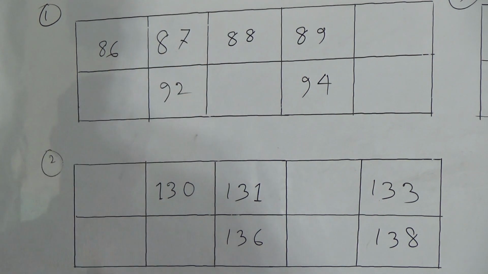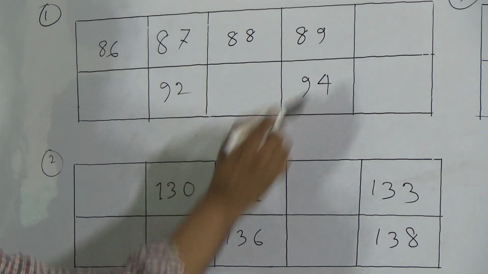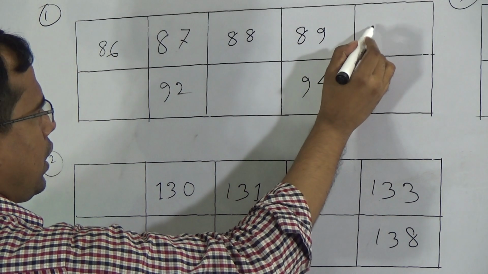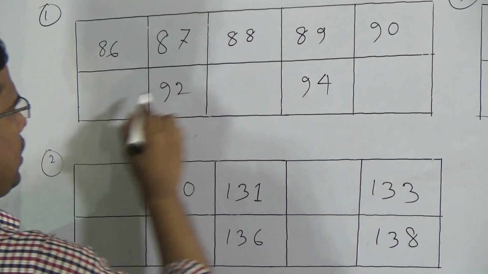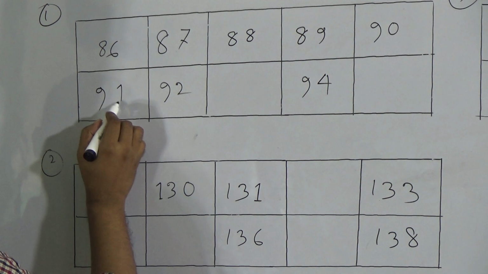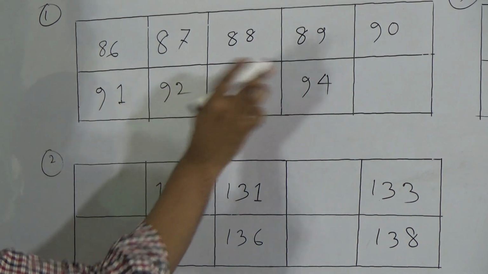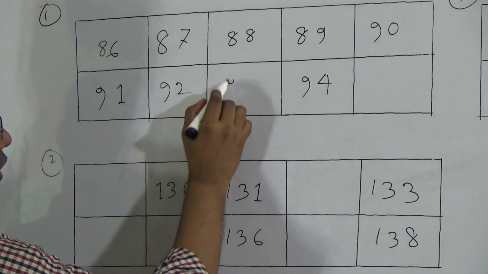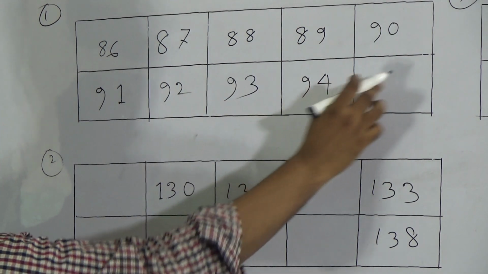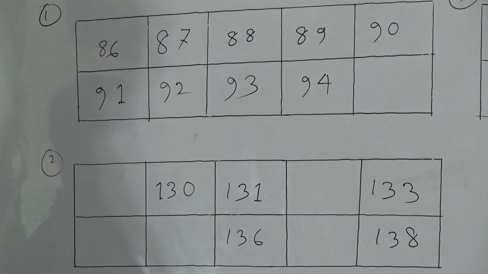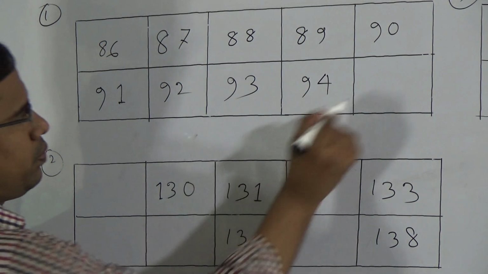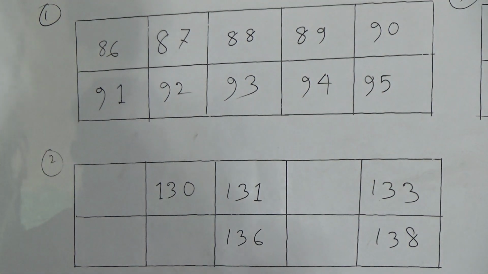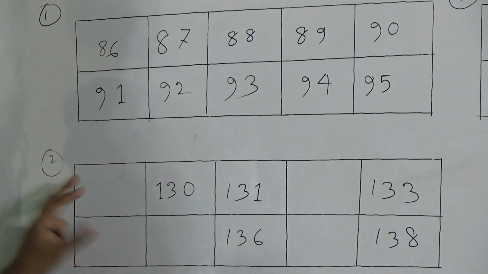87. Then 88 and 89, then 90 will come. After 89, we know that 90 will come, and then after 90, 91 will come. 90, 91, 92, then which number will come? It's very easy, 93 will come. So you will write 93 here, then 94, and the last number will be 95. Very easy. We have already solved one number, now we'll solve another one.